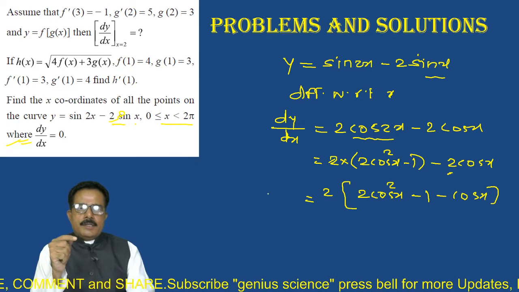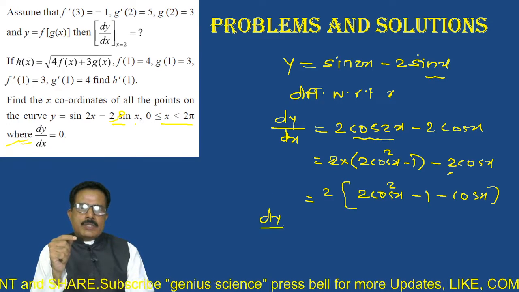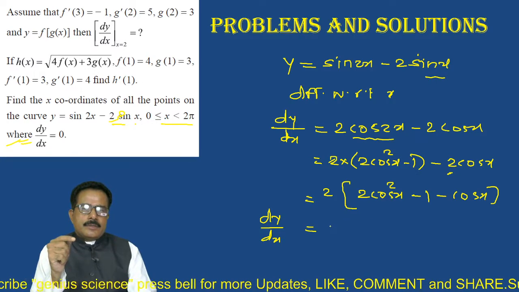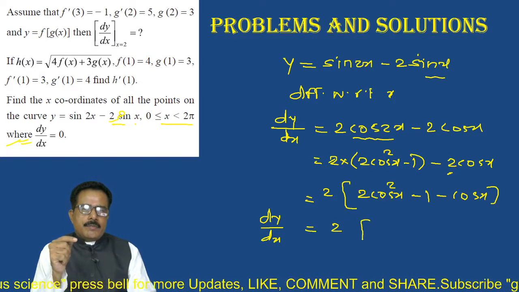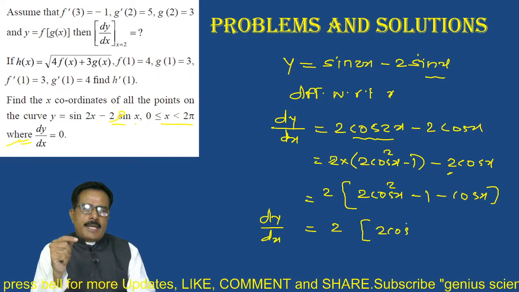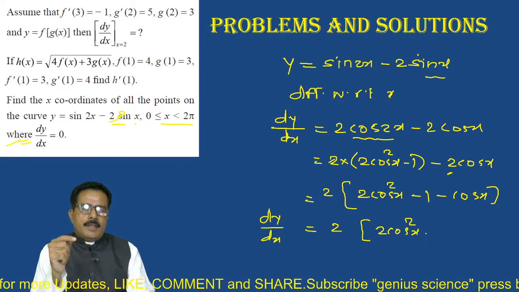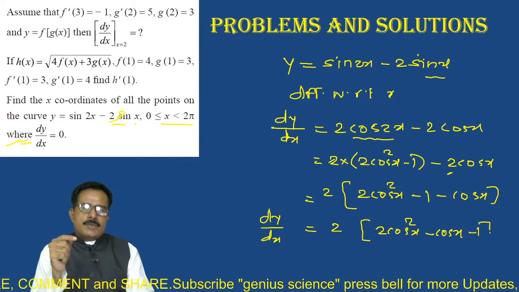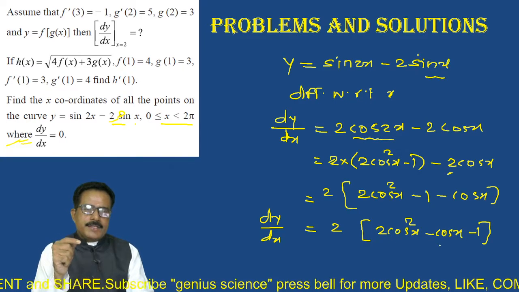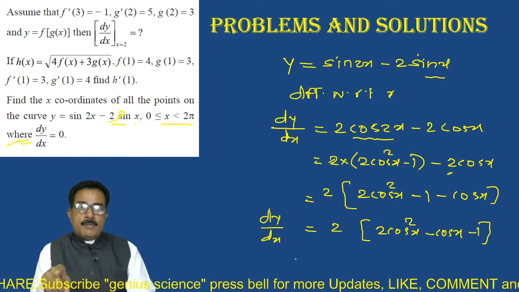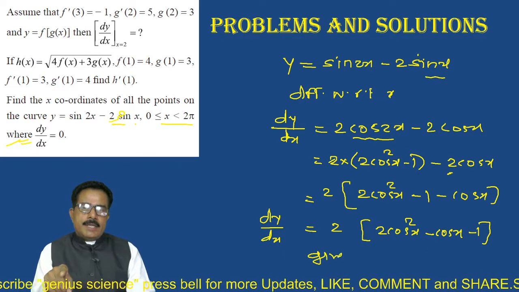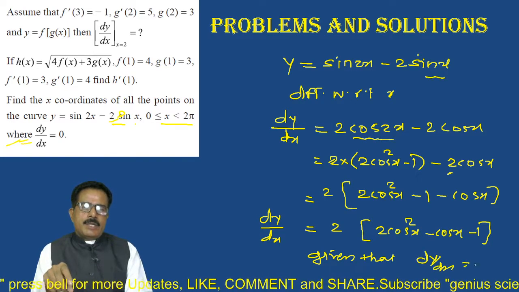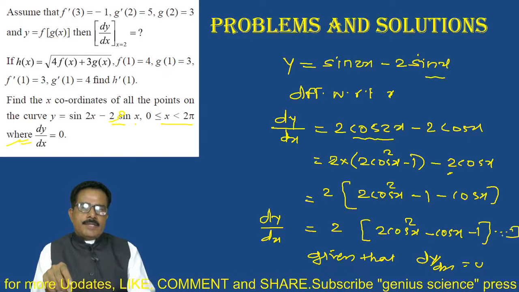Therefore, dy by dx equals 2 into 2 cos square x minus cos x minus 1. This is a quadratic function in terms of cos x, but we have been given that dy by dx equals 0, put in equation 1.